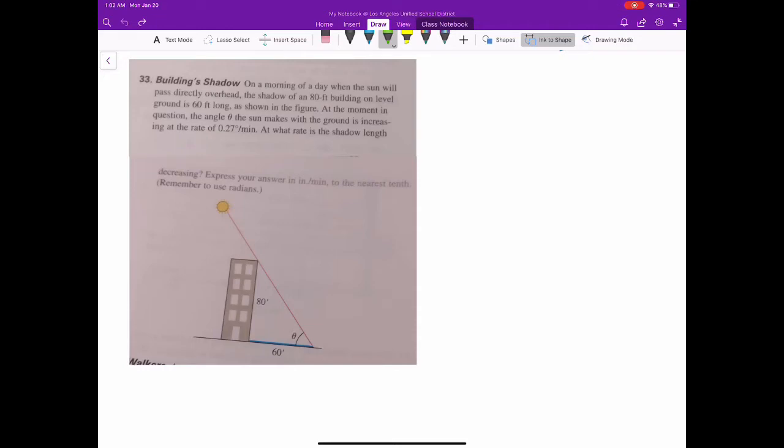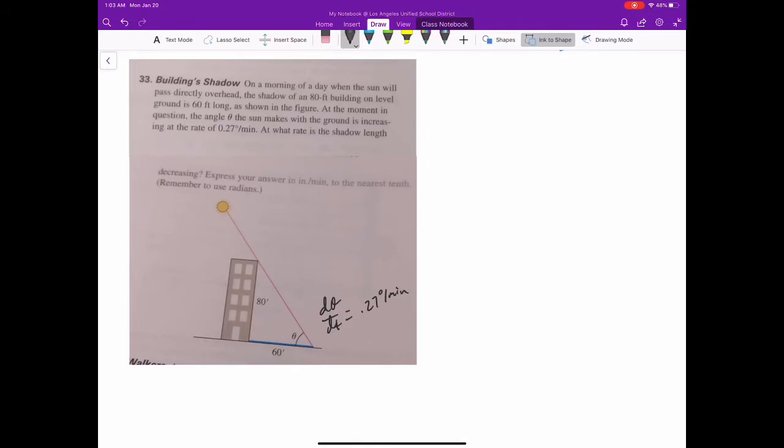The angle the sun makes with the ground is increasing at a rate of 27 degrees per minute. Okay. So we have d theta dt is equal to, it's increasing, so it's positive 27 degrees per minute. Okay, what is the rate of the shadow? At what rate is the shadow length decreasing? Okay.